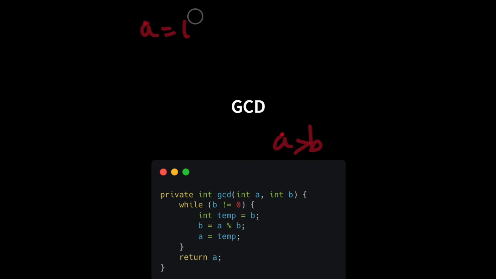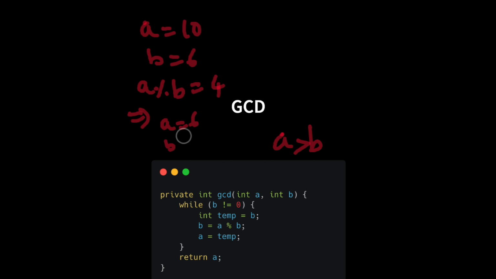Similarly, if a is equal to 10 and b is equal to 6, then 10 modulo 6 is 4. So we will replace a by b and b by the remainder. So a will be equal to 6 and b will be equal to 4. So now our new a and b will be 6 and 4. So we again do 6 modulo 4, that will give us 2. And we again replace a by b and b by the remainder. So a will be equal to 4 and b will be equal to 2.